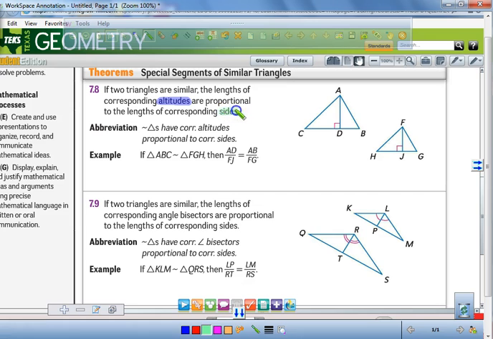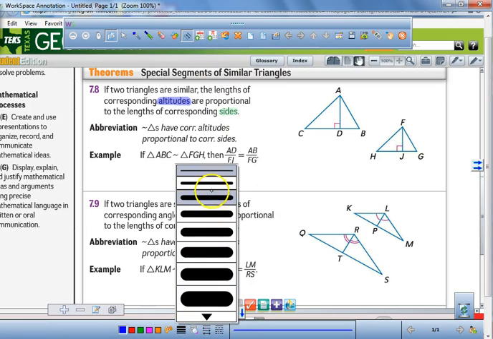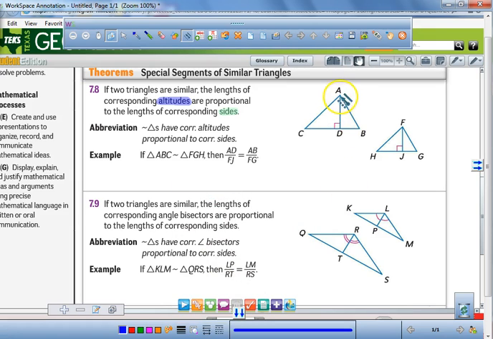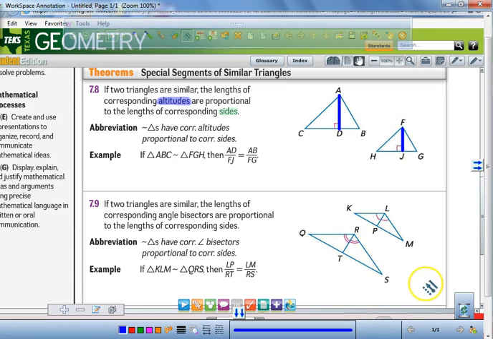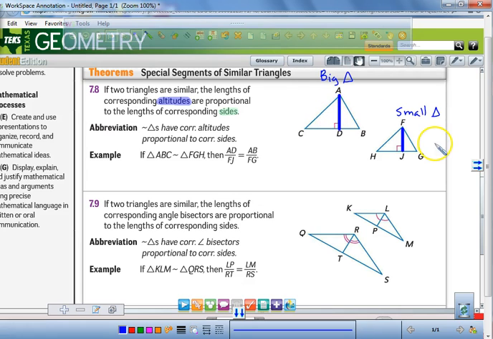So right now, I'm going to use two colors right here. I'm going to use blue and green. First thing I'm going to do is color in my altitudes in blue. So this is the altitude of this triangle right here, and this is the altitude of this triangle. Now, I'm going to label, this is my big triangle and this is my small triangle. A lot of times I'll label which one I'm comparing. I'm comparing the big to the small.